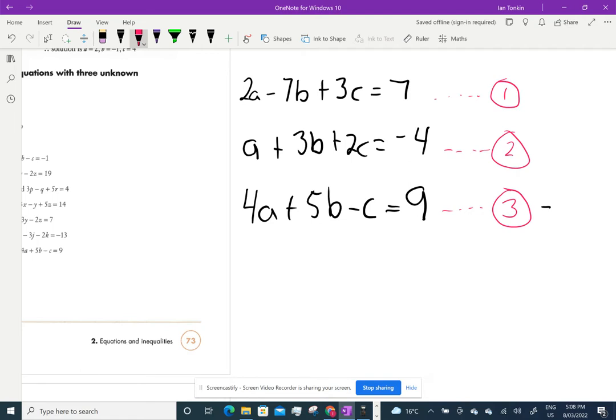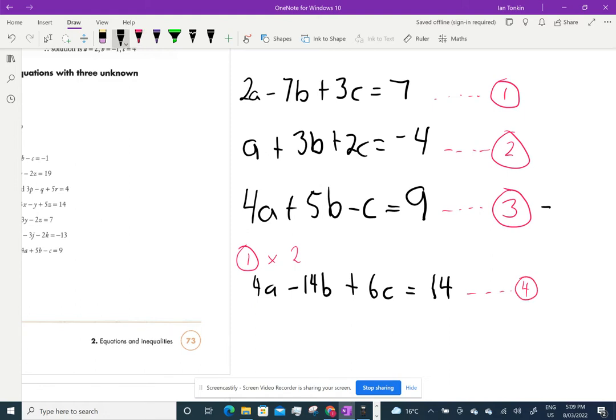So to get them all the same in a, I'm going to get them all to be equal to 4a. So that means equation number 1, I'm going to multiply by 2. So that's going to be 4a minus 14b plus 6c equals 14. I multiplied every term by 2. Even though that is the same equation, just 2 times as big, I'm now going to call it number 4 because I'm going to be referring to it.